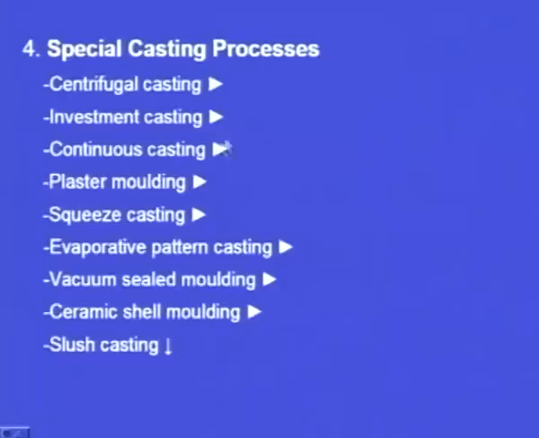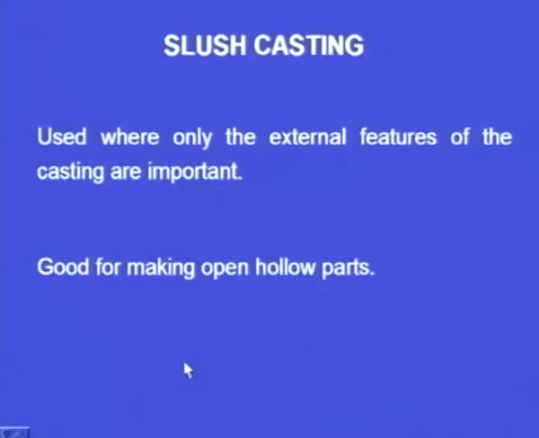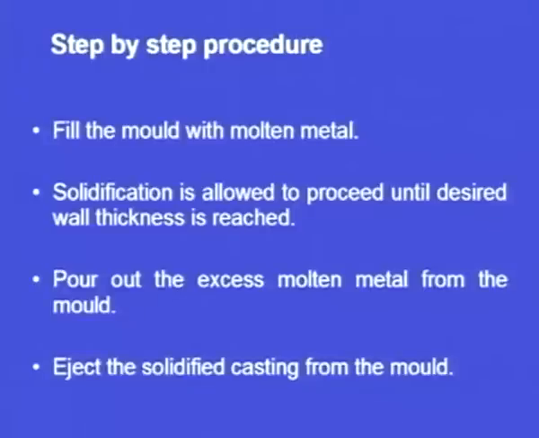So among the special casting process, in this episode we have seen vacuum sealed molding. We have also seen ceramic shell molding. Now let us see the last one, that is the sludge casting. Sludge casting. This is used where only the external features of the casting are important, and this is good for making hollow parts. Step by step procedure.